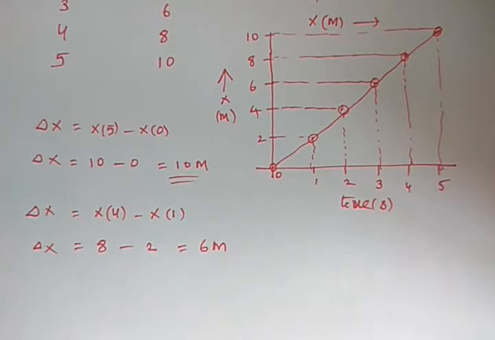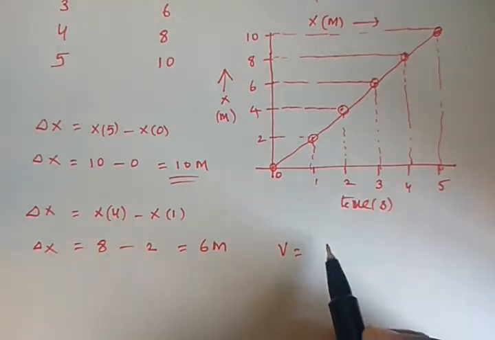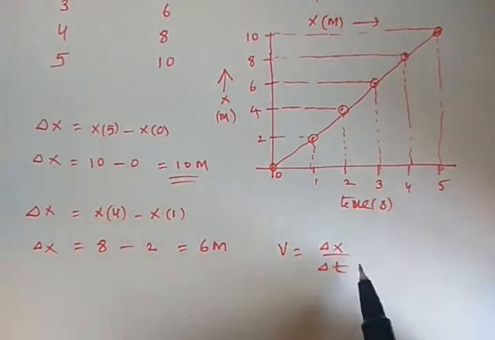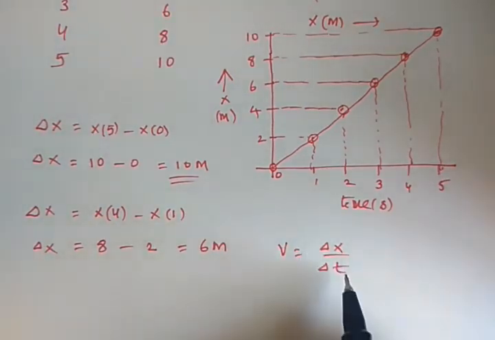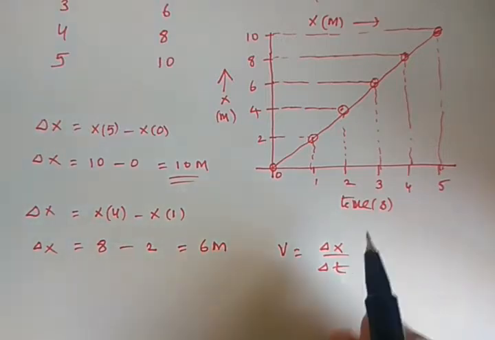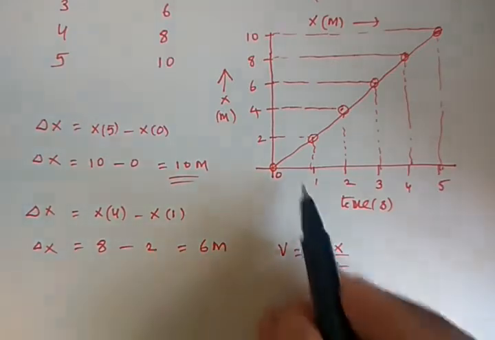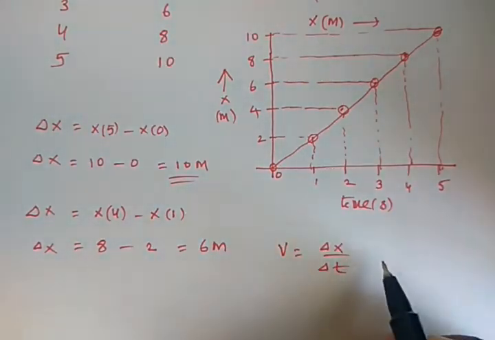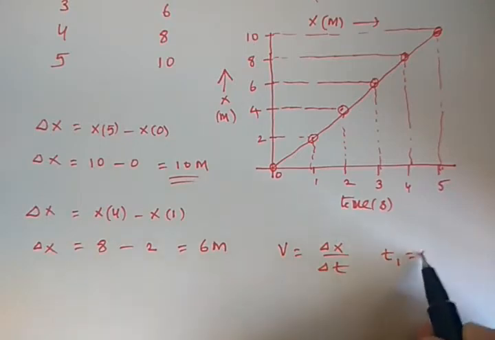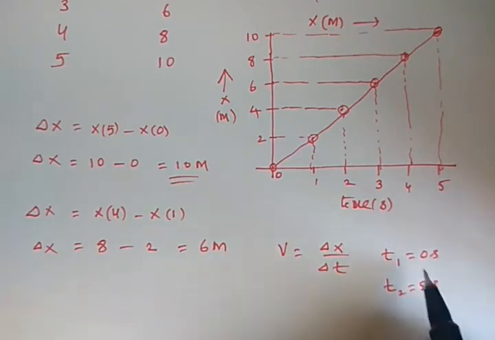Now let us try to find out how to find velocity from this. Velocity is defined as delta x by delta t. This is average velocity between time interval t and t plus delta t. So let us compute the velocity of the body between 0 and 5 seconds. First is 0 seconds and second one is 5 seconds.